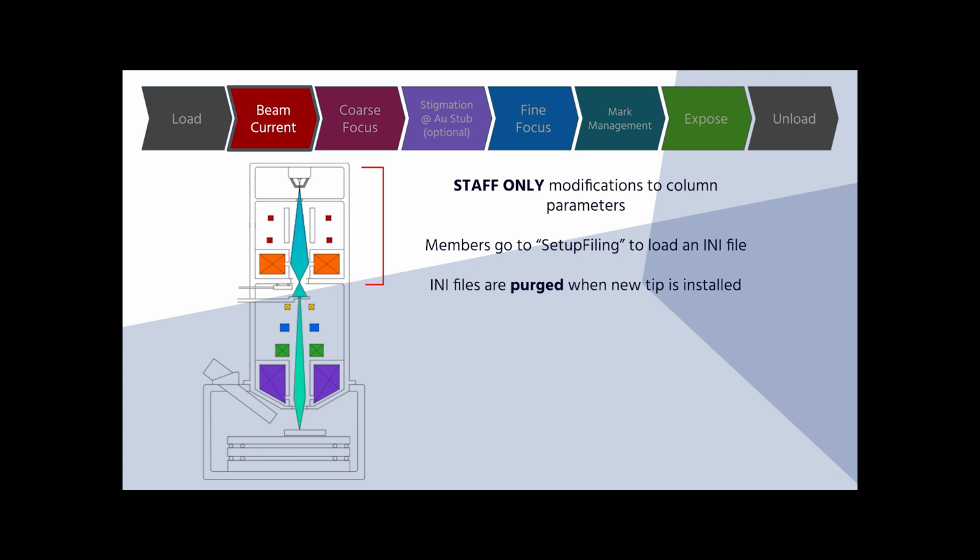On this system, there are different column configurations required to obtain all possible beam currents. You cannot get a 20 nanoamp beam current using the 50 picoamp column configuration. On the Crestek system, the 50 kV tool, we can reach all possible beam currents using a single column configuration.